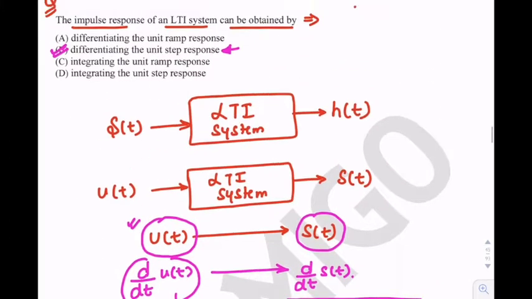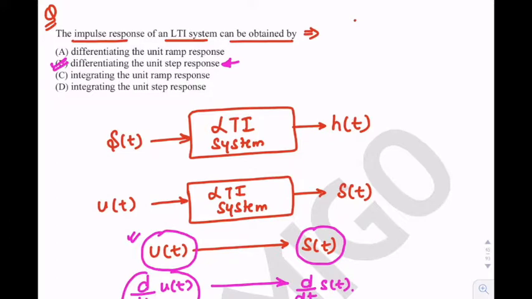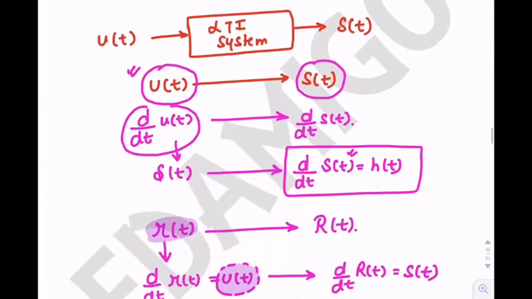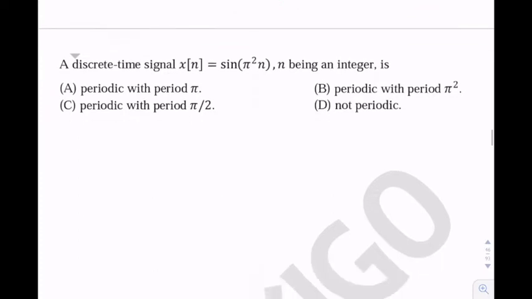So the impulse response is equal to differentiating the step response, but it is not equal to differentiating the ramp response. Rather it is equal to the double derivative of the unit ramp response. Okay, so this explains the answer.